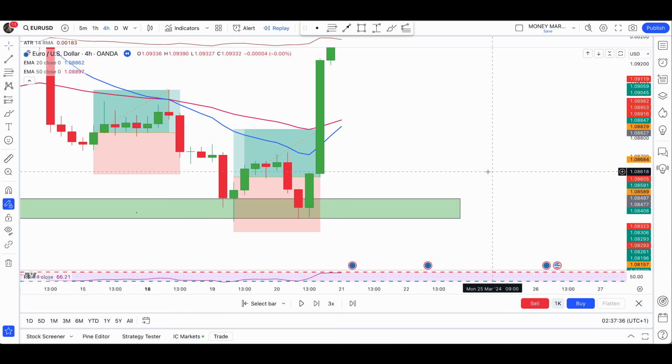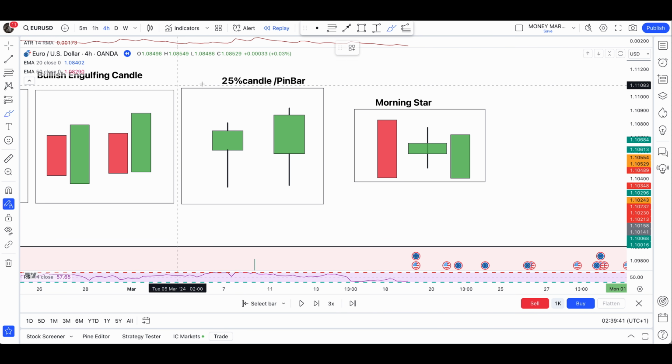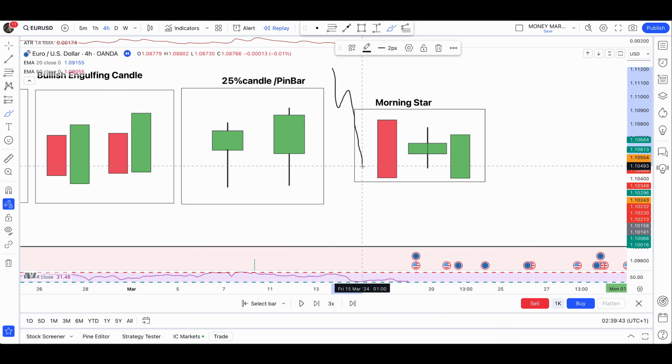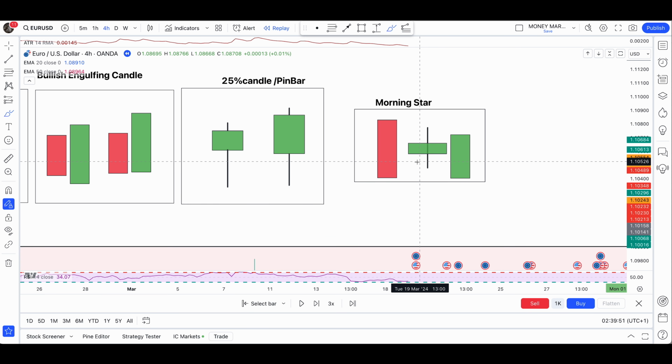Lastly, we have the morning star pattern. Just to give you a refresher, the morning star happens when the market is pushing down in a downtrend, and then we have a red candle, an indecisive candle, and then a candle that is above the midpoint of the first candle, that is a bullish candle. So that is what we need to look for in the real market as well.